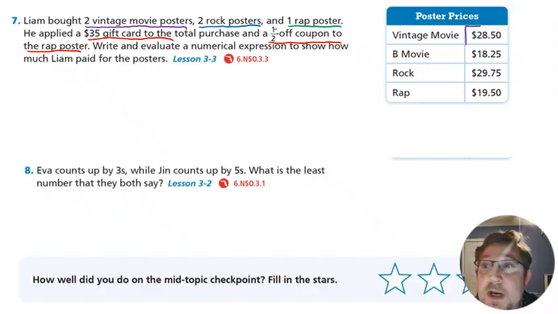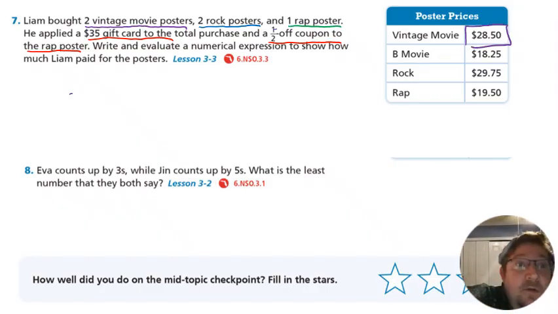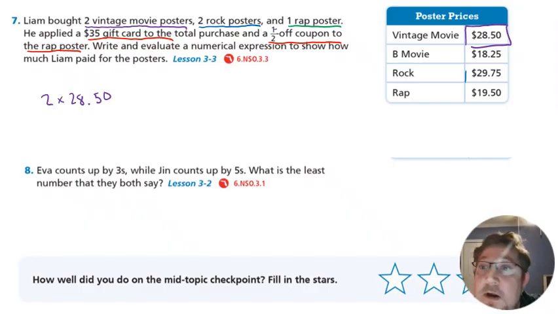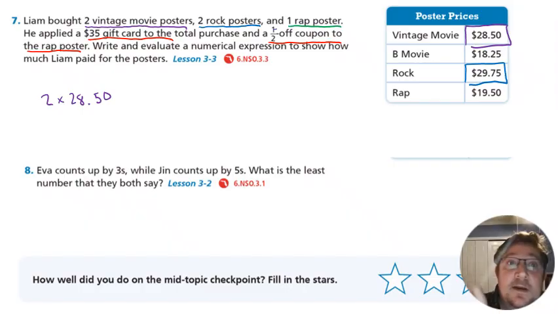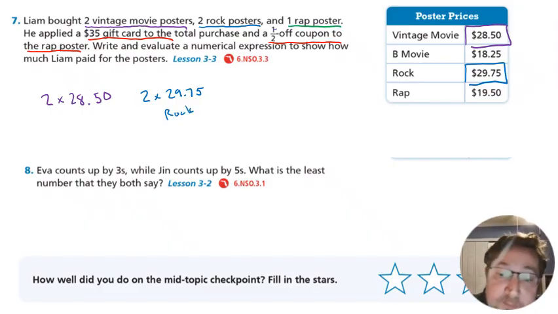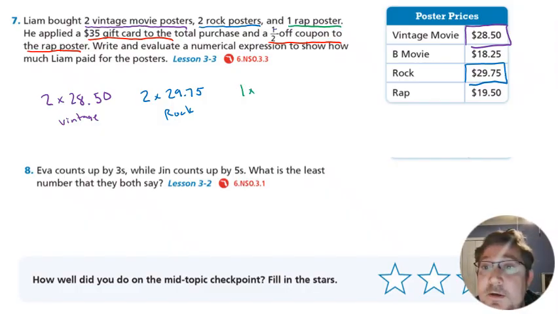So a movie poster is $28.50 for one poster. And remember, the amount you pay is the cost of the item times how many you bought. So Liam bought 2 of them at $28.50. Multiply those two, and that's how much he paid. Next, he got 2 rock posters. Well, rock posters are $29.75, and he also got 2 of those. So 2 times $29.75 is how much he paid for the rock posters. So let's write this down. So we have rock, we have vintage, and then we have a rap poster. And he got 1 rap poster, which cost $19.50.